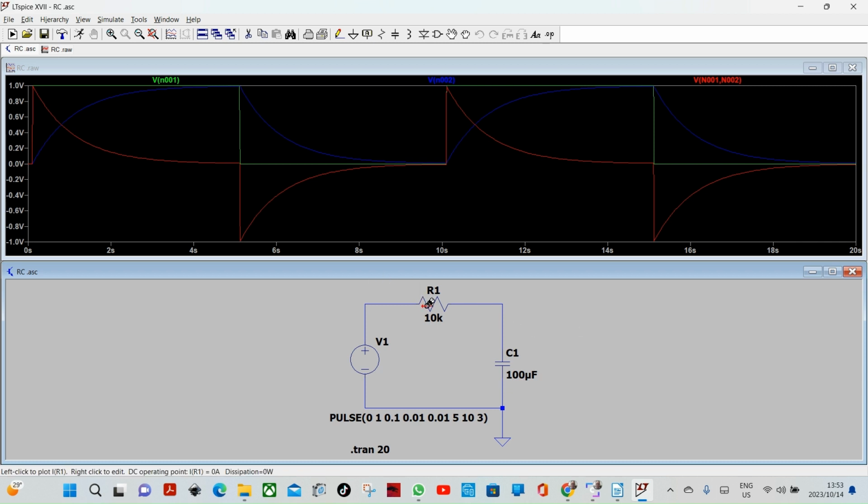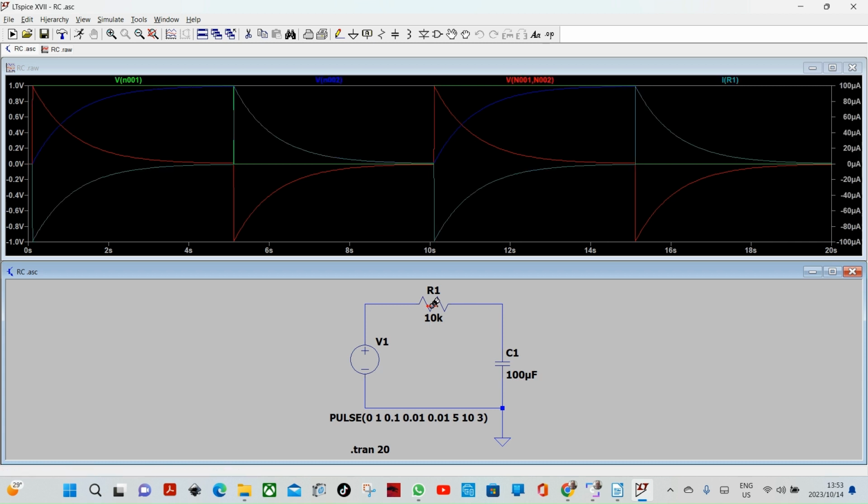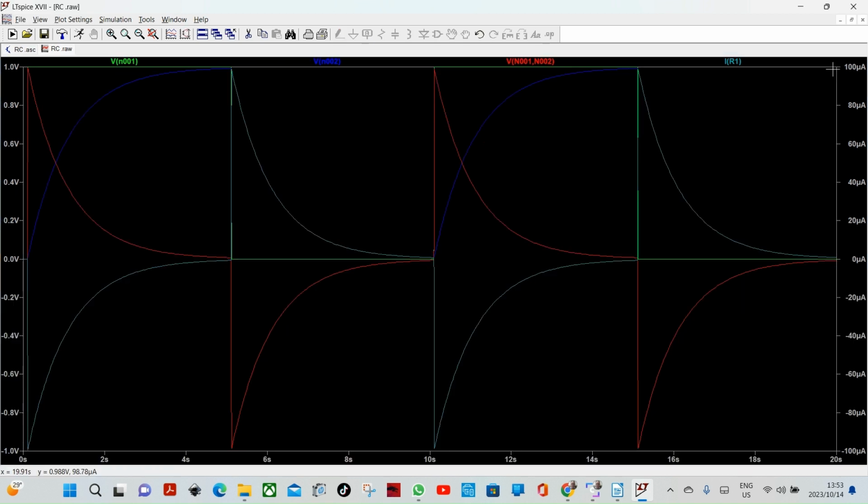And now let's take a look at the current in the resistor. And there we are. There's the current in the resistor, more or less what we saw in the previous graphs that we had. It just makes this a bit bigger so you can have a nice look at it. Yeah, and that's it.